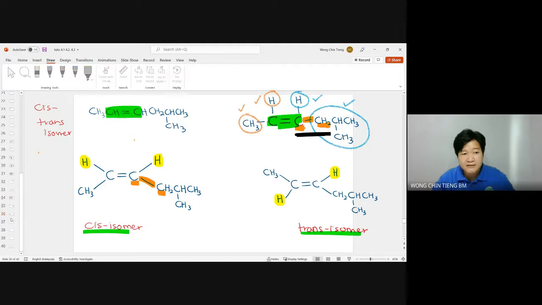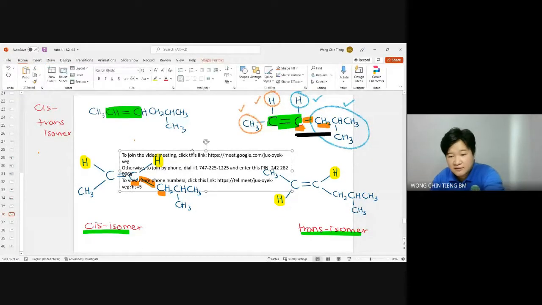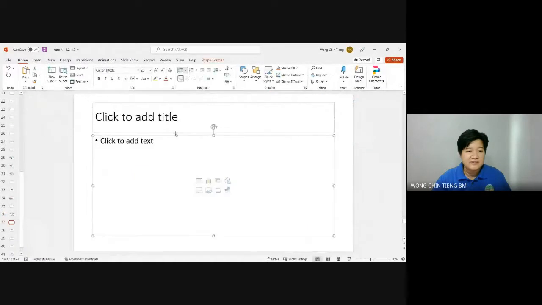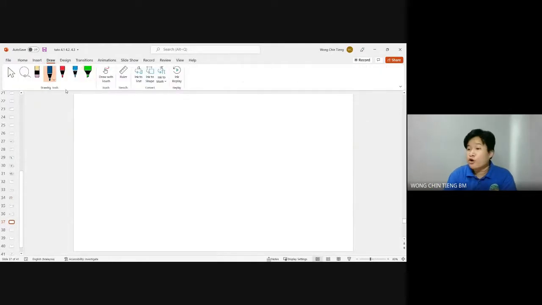Cuba buat latihan. Next is when you have a cyclic. We have two conditions for cis-trans. Satu, carbon-carbon double bond. Satu adalah cyclic. Let's say I want to use this cyclic.